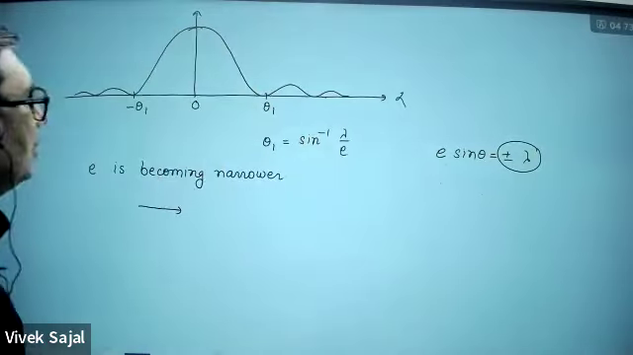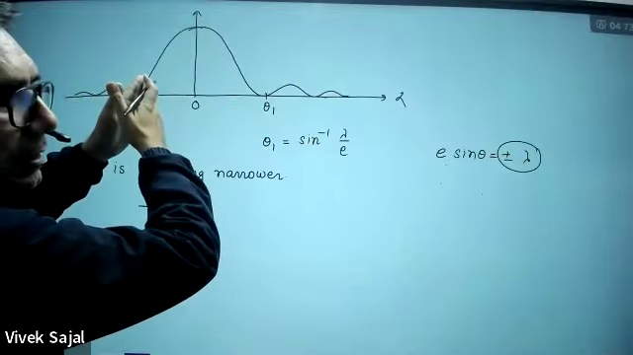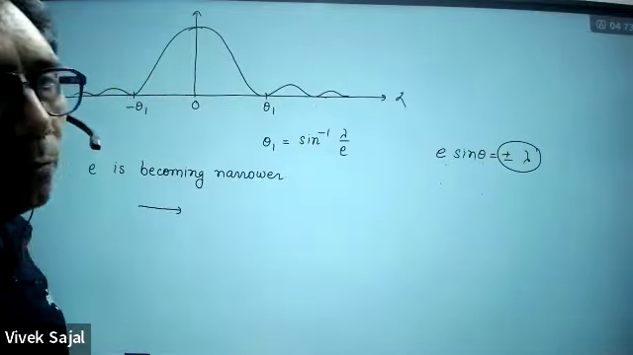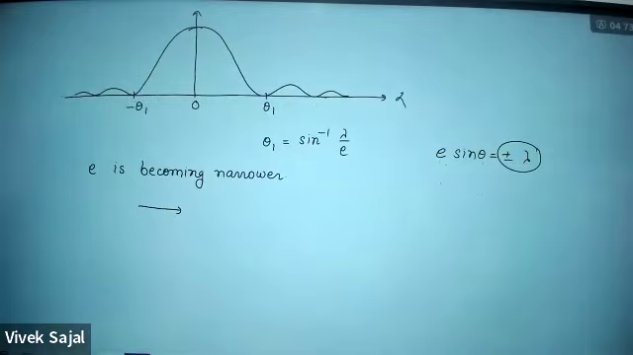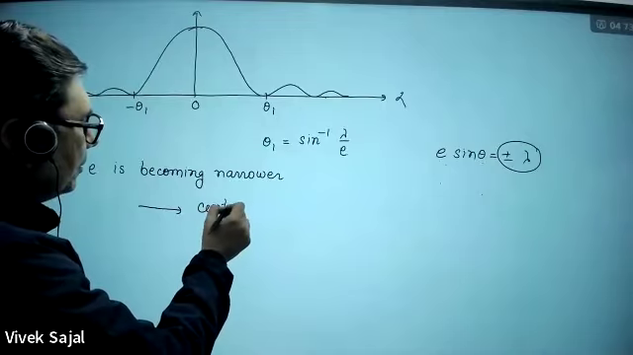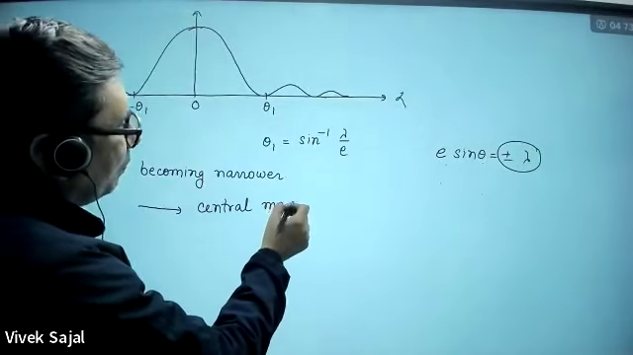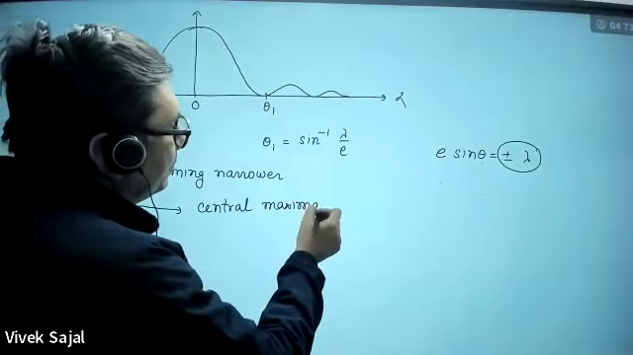So what will happen? Then this central envelope, central maxima, will become wider. If you are narrowing the slit, then central maxima will become wider.